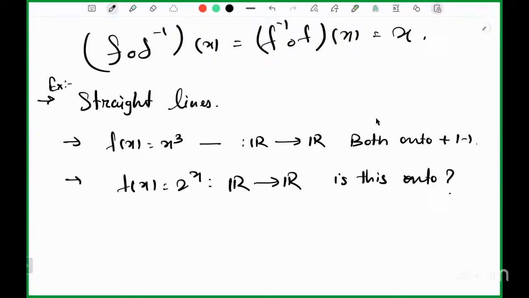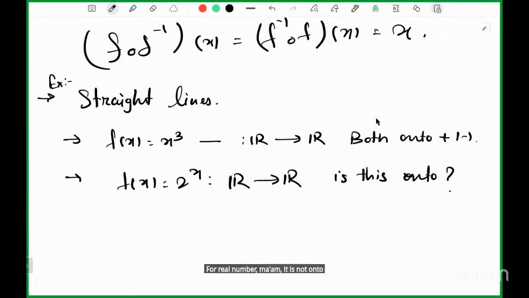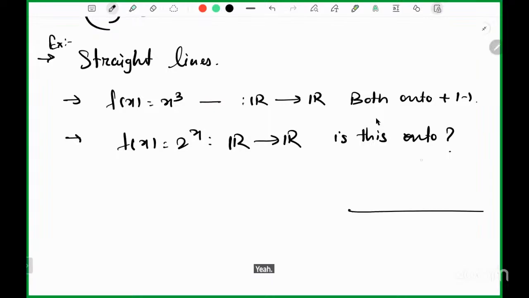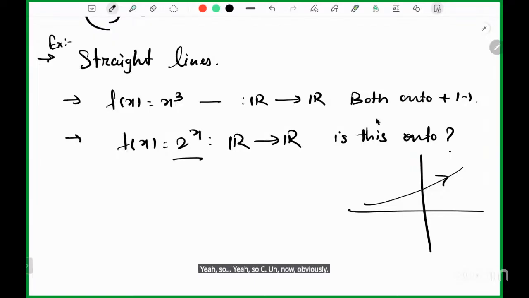For real number, ma'am, it is not onto. For whole numbers, I think it is onto. Yeah, for real number, it's not onto. Natural numbers, it is not, but 0 to plus infinity, yeah, it is onto. So see, now obviously 2 to the power x is not onto.